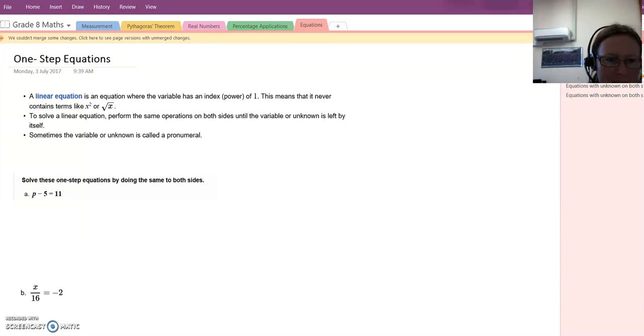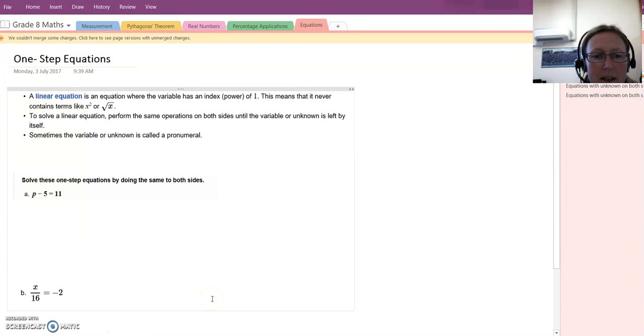Our new topic is linear equations. Now, a linear equation is an equation where the variable has an index or power of 1. So we never have terms like x squared, x cubed, x to the power of 4, or square root of x. The variable, which is often x, just has an index of 1.